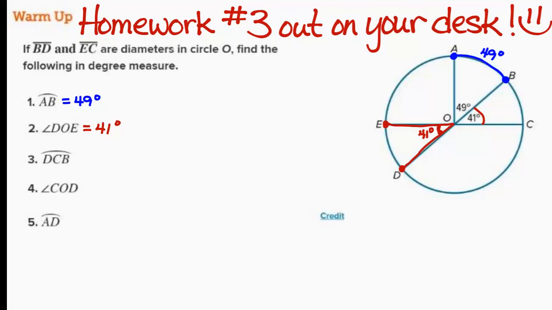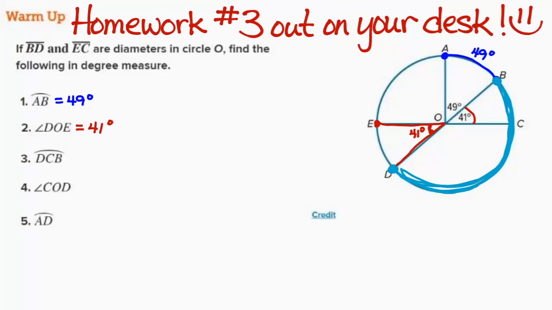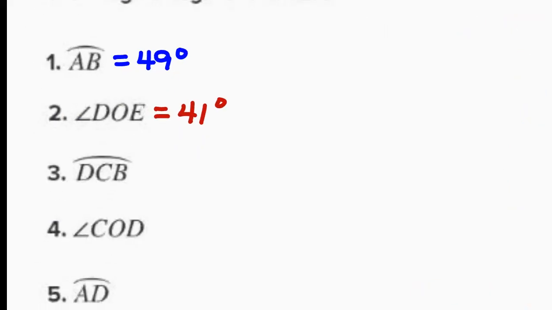And then we have arc DCB, starting at D, come past point C, and end over here at point B. What do we know about segment DB? It's a diameter. BD is a diameter. So BD is cutting my circle exactly in half. It's going through the center and edge to edge. So that means arc DCB would be how many degrees? 180.